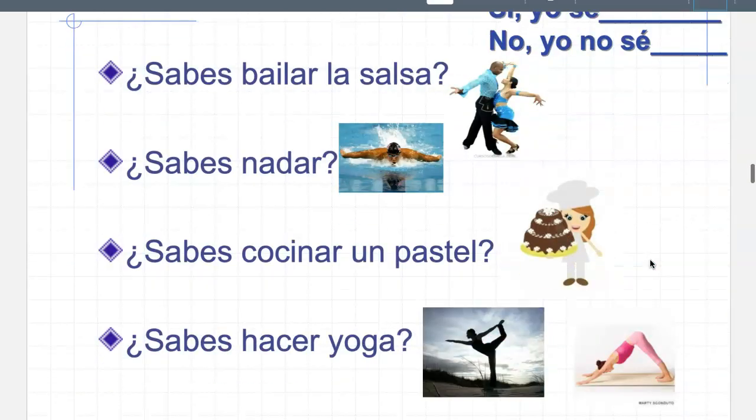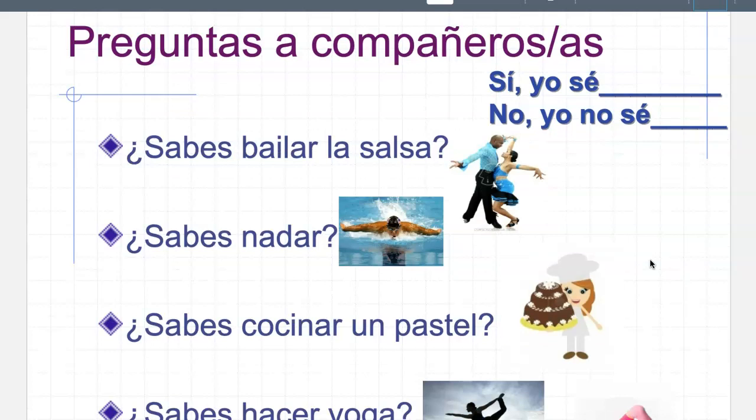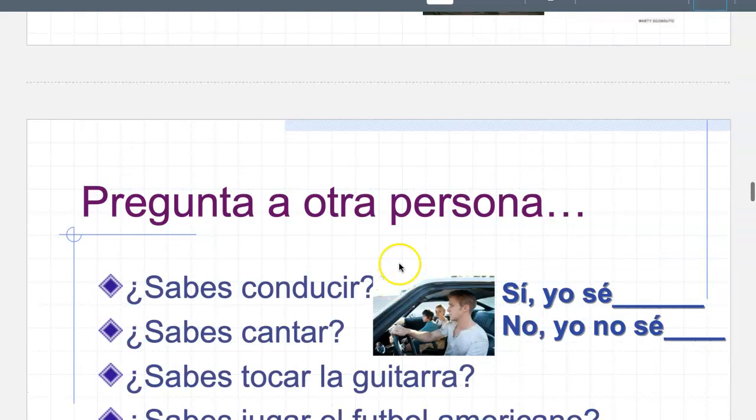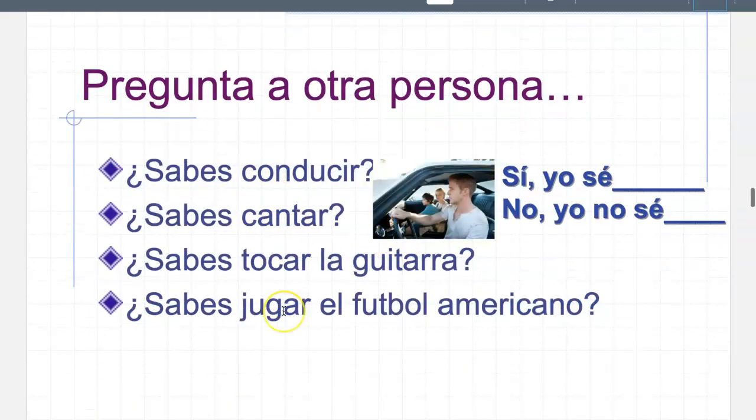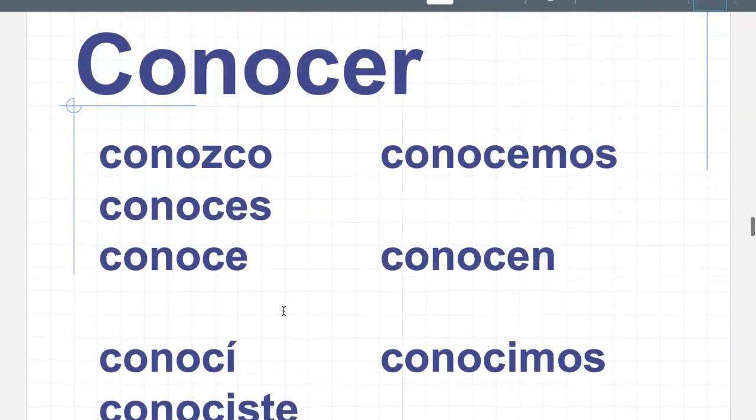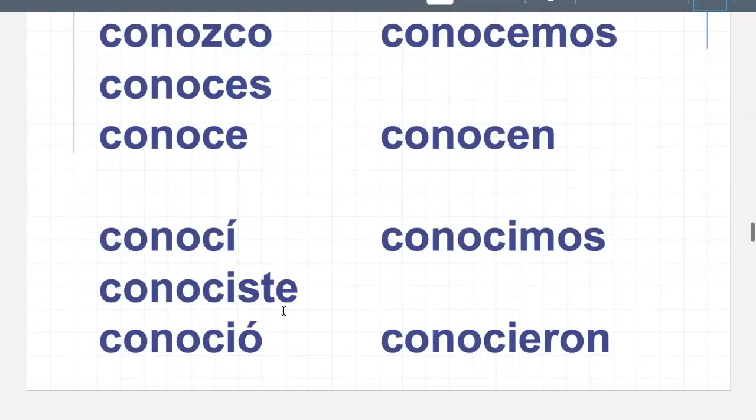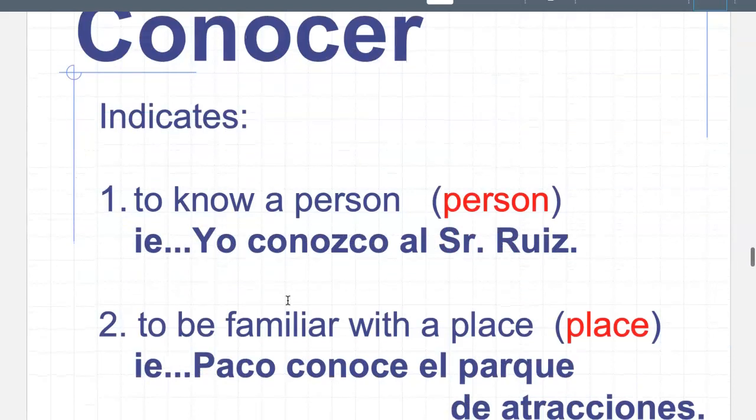and then I had you all do a mini dialogue, mini conversation with your partner to ask them, are they able to do the following activities? ¿Sabes bailar la salsa? Do you know how to dance salsa? Sí, yo sé bailar la salsa. Or, no, yo no sé bailar la salsa. Continued mini conversations about things you know how to do or don't know how to do. And then we went over to conocer. Conocer, to know people or places.